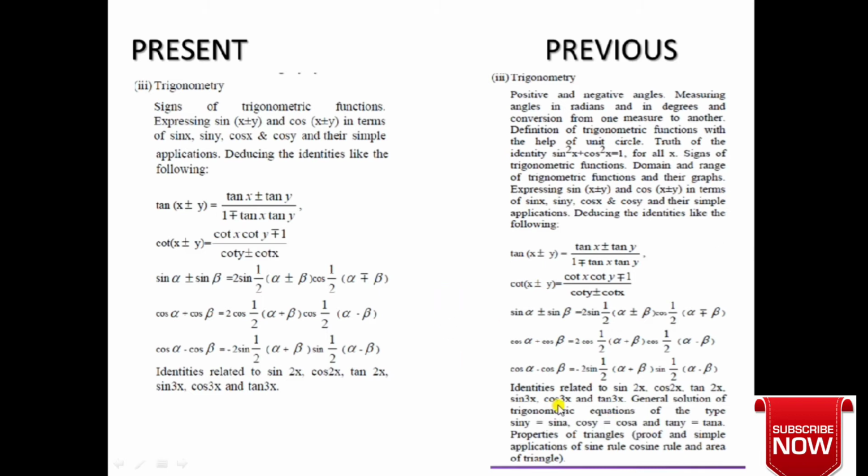Next we can see that general solutions of trigonometric equations have been totally removed from the syllabus. Only identities related to sin 2x, cos 2x, tan 2x, sin 3x, cos 3x and tan 3x have been retained. Otherwise, the whole part has been excluded from here to here. Proof has been totally excluded. Simple applications have been excluded. Sine rule, cosine rule and area of a triangle are also excluded. Only you have to do these parts. The major part has been excluded from trigonometry.